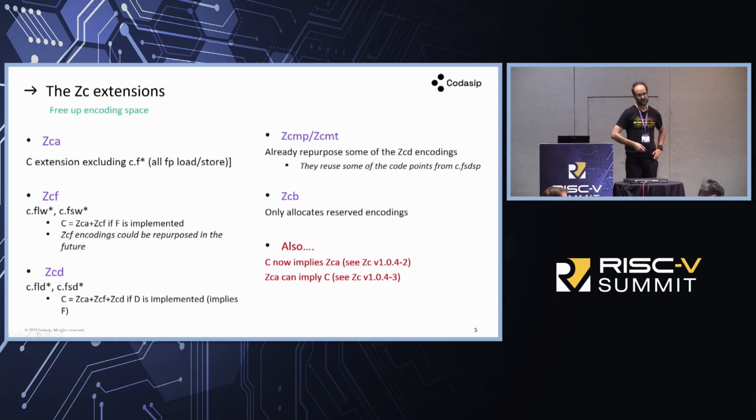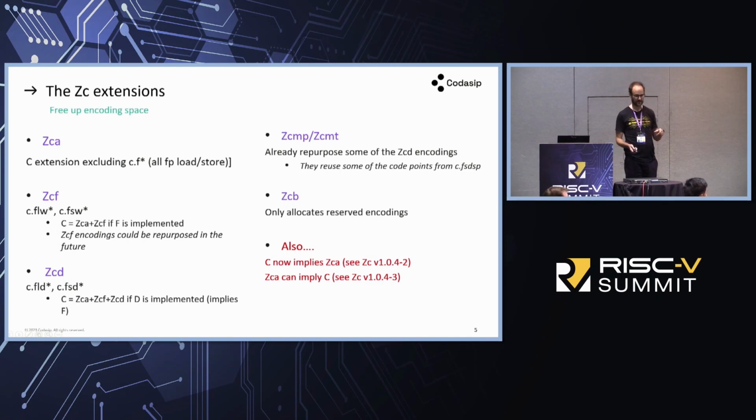Okay, so to get enough encoding space, we started repurposing some of the double precision floating point loads and stores, and we used that to get the encodings for Zcmp and Zcmt. So the encodings are reused, and then we have Zcb as well, which only uses reserved encodings, so can be used on all implementations without a problem.